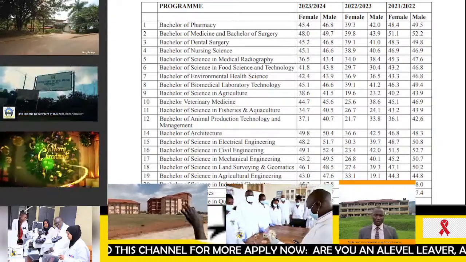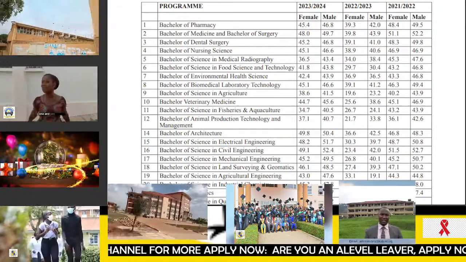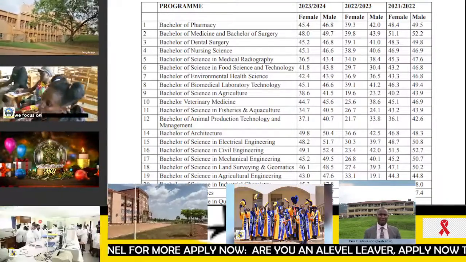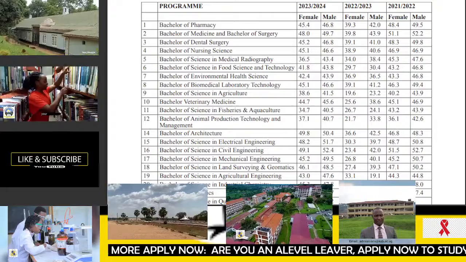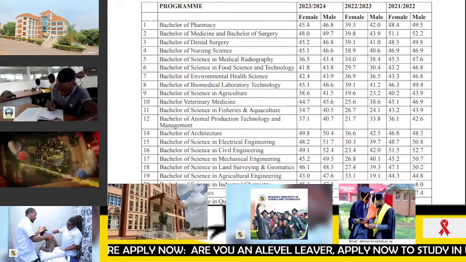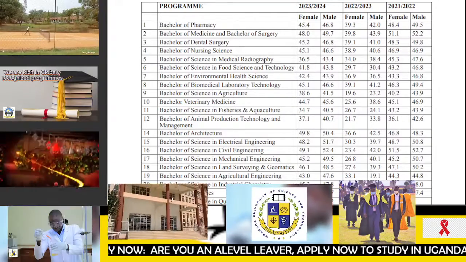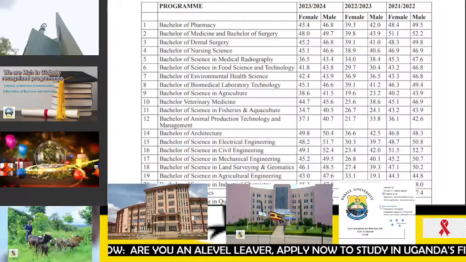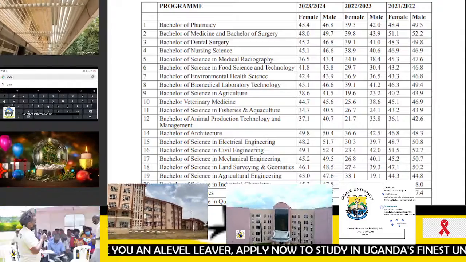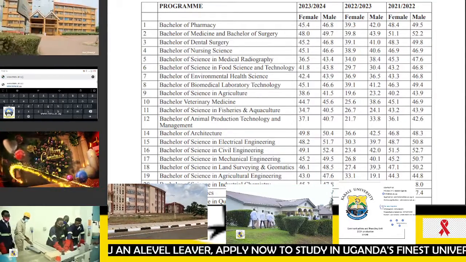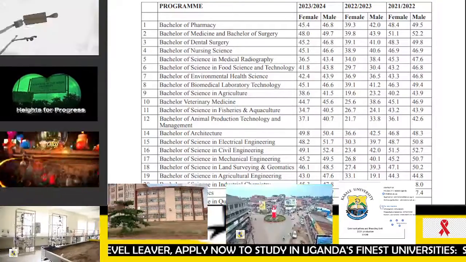For example, I can see course number 1 is Bachelor of Pharmacy, and for academic year 2023-2024, the cutoff points for that course for female is 45.4 and for males is 46.8. As the cutoffs have increased a little bit compared with the previous year, 2022-23, as you can see. So how do you determine that cutoff point?